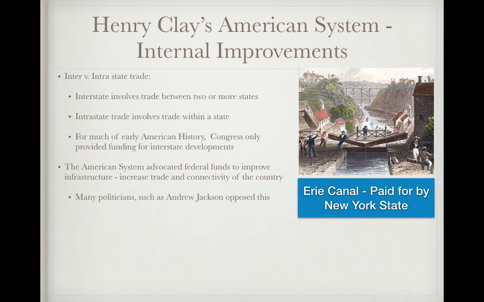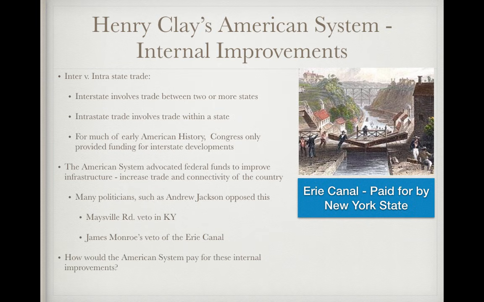However, many politicians, such as Andrew Jackson, opposed this. He didn't like the idea of federal money going towards intrastate projects. An example of this is the Maysville Road veto in Kentucky, which he vetoes this bill and says, nope, not going to do it because it's only for one state. James Monroe also vetoed funding of the Erie Canal prior to New York State paying for it because he said it's only within New York State. Why should the federal government pay for that?